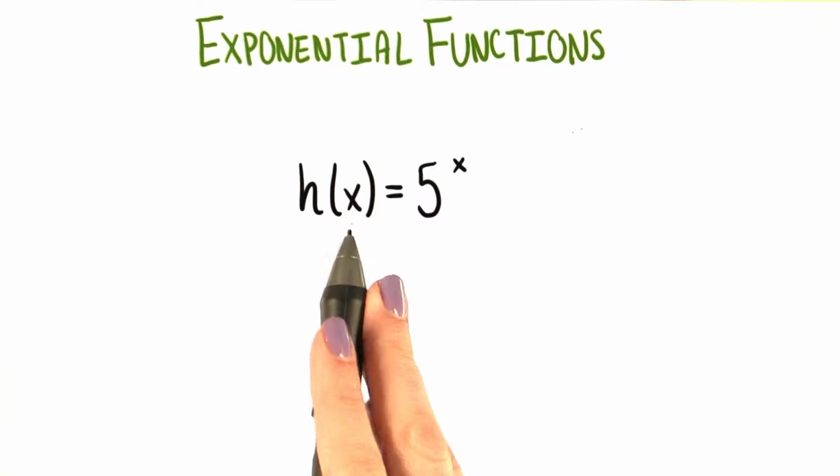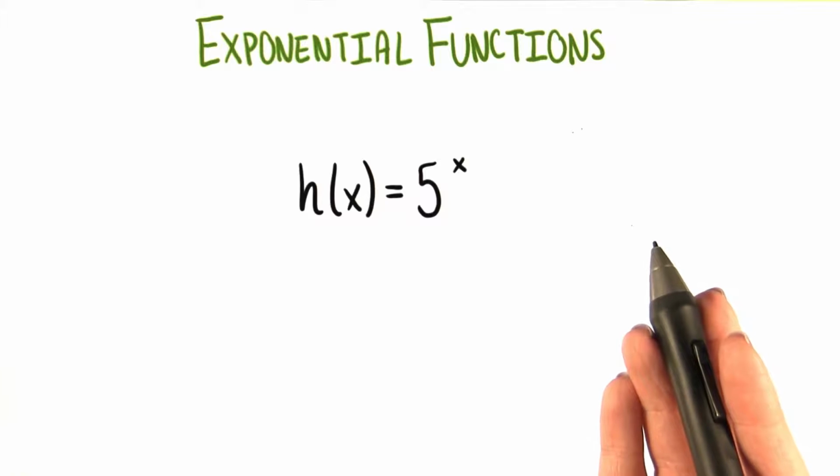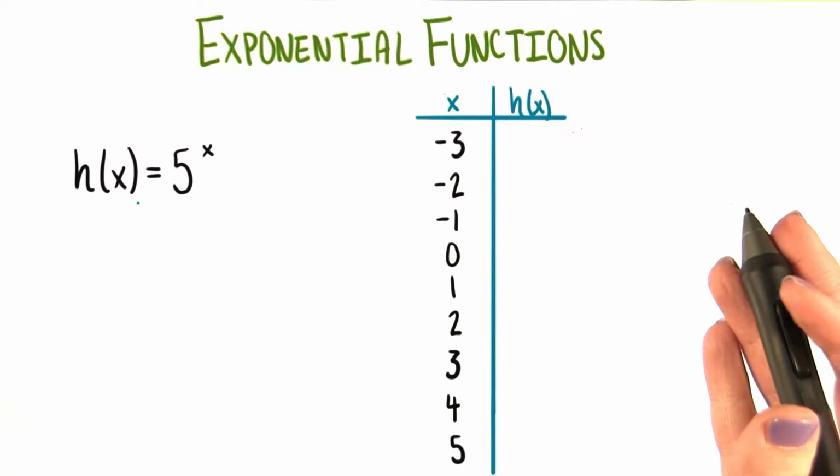Here it is, h of x equals 5 to the x. But what points lie on this function? Let's figure it out. Here's a table for you to fill out so that we can organize this information well.